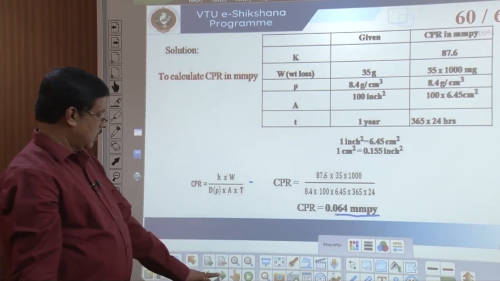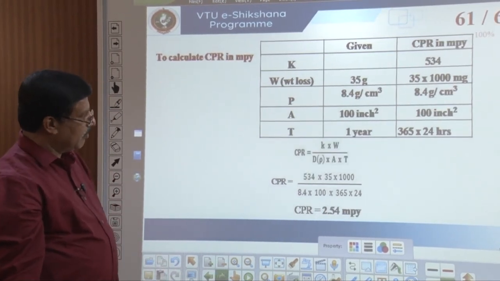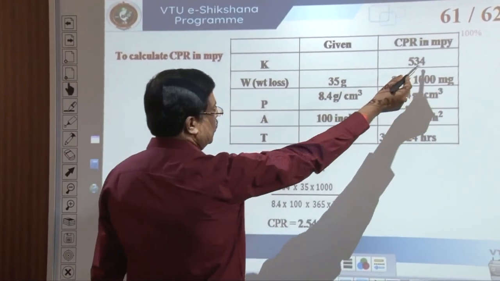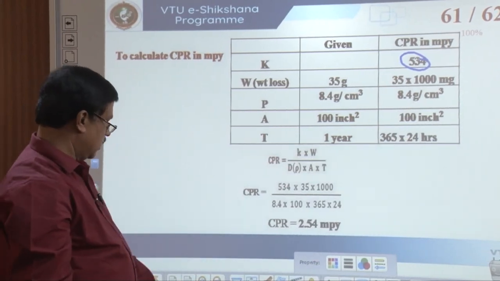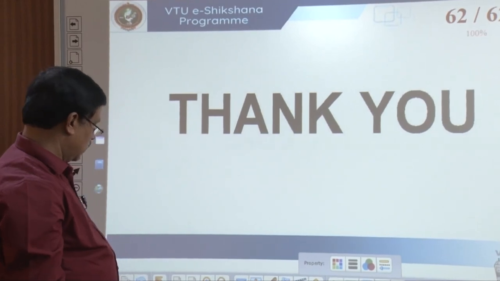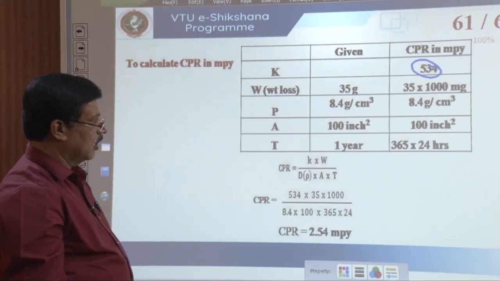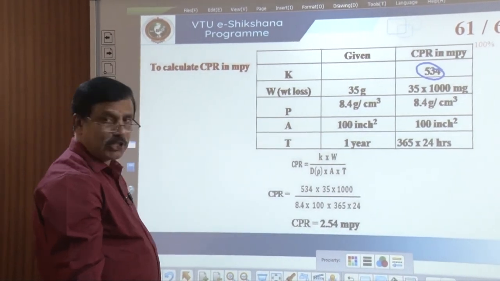So now these are all numerical problems you solved. To calculate mils per year also, except for the value of K, remaining things are same. Just substitute, you will get 2.54 millimeter. So these are the numerical problems. Calculated both mils per year as well as millimeter per year. Thank you very much.